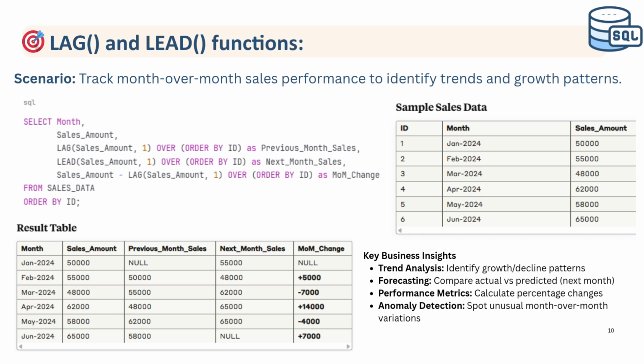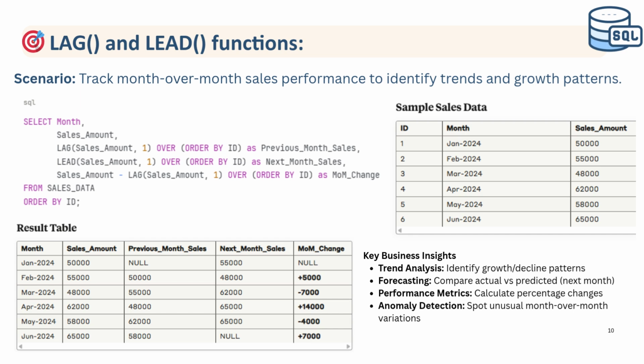In this case, we don't use PARTITION BY because the data is all from 2024. But if you need to analyze by city or product, you can partition accordingly. This gives you current, previous, and next month's sales, all in one view, helping you calculate trends and changes efficiently.